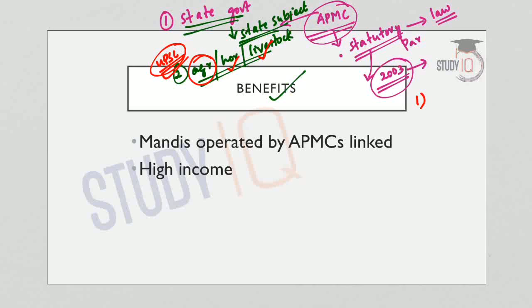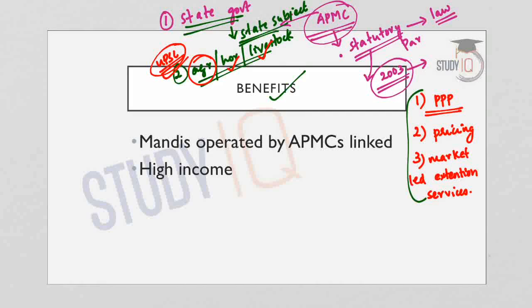Now coming to the functions of the APMC. So first function is to promote PPP, that is public-private partnership in agricultural markets. Second function, it is to ensure better pricing or better price discovery for the farmers. And the third one is market-led extension services to the farmers. So these are the important functions of APMC, Agricultural Produce Marketing Committees. So we will see that the Act mostly regulates the agricultural market. And the objective is to prevent and protect the farmers from intermediaries and traders.